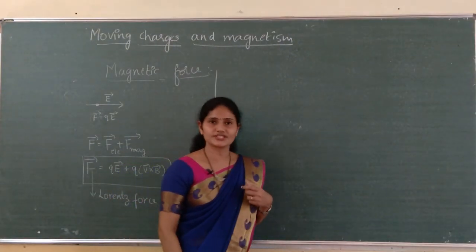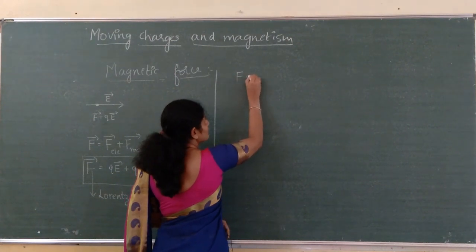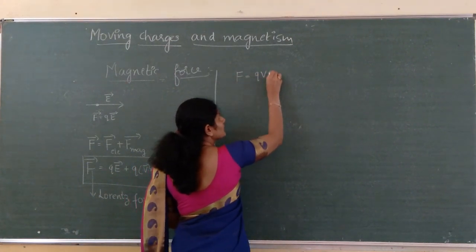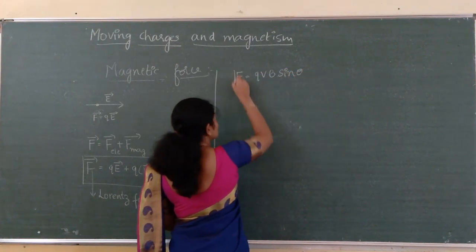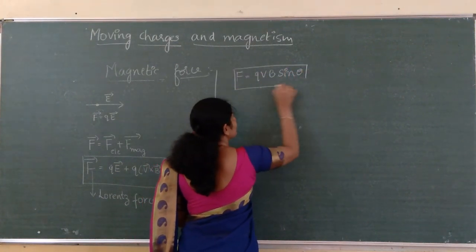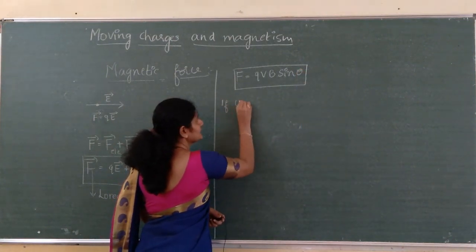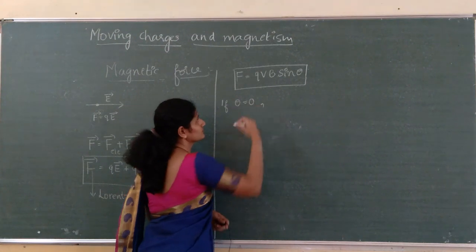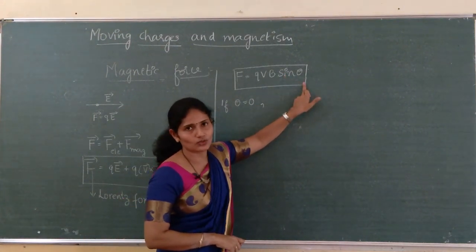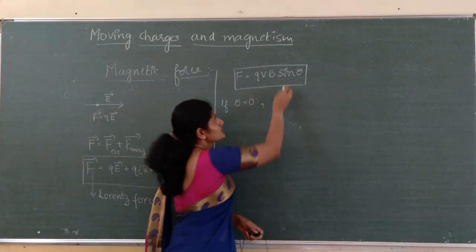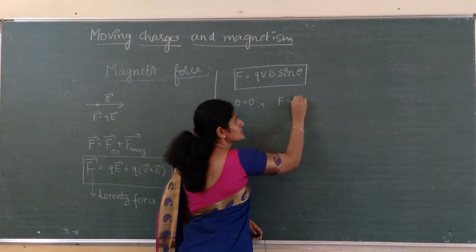Becomes equal to 0. We know that the magnitude of magnetic force F is equal to QVB sin theta. So, this is the expression for magnetic force. If theta is equal to 0, sin 0 is equal to 0, 0 into QVB is nothing but 0. So, F is equal to 0.